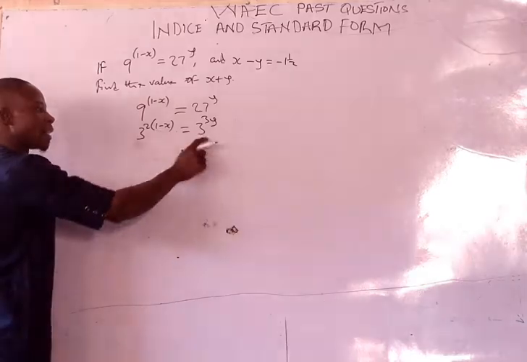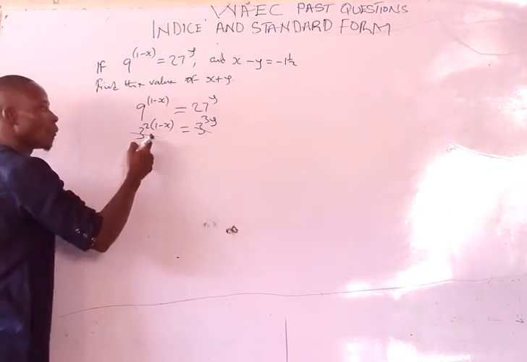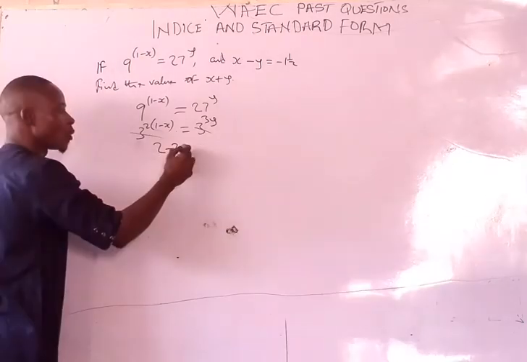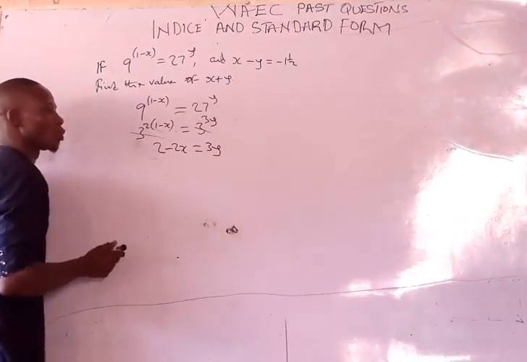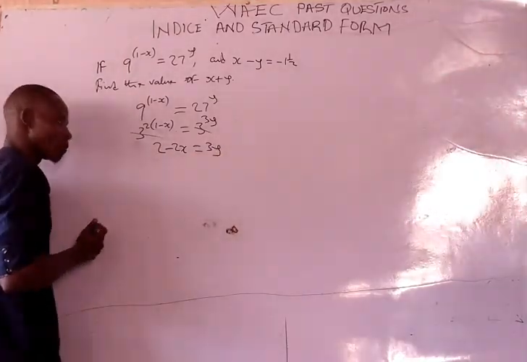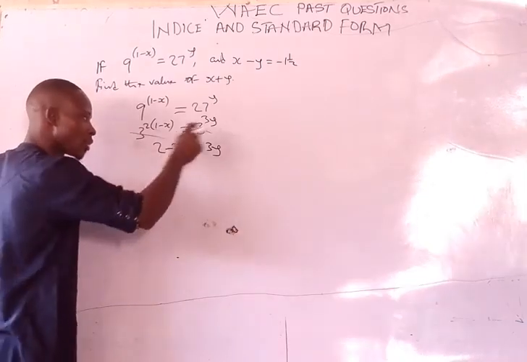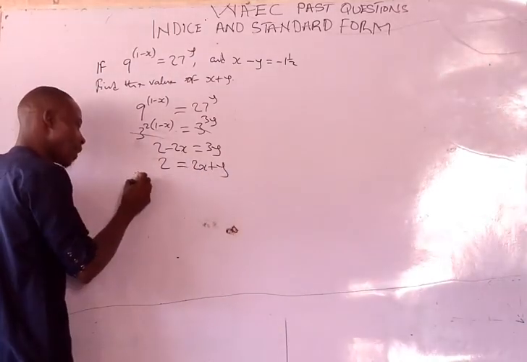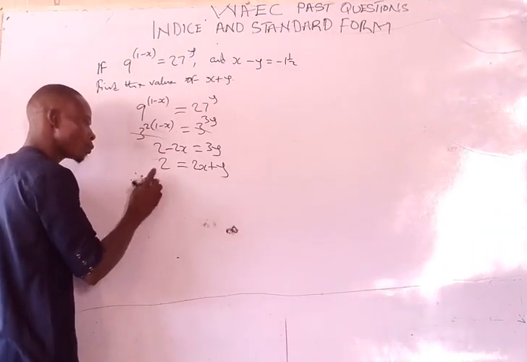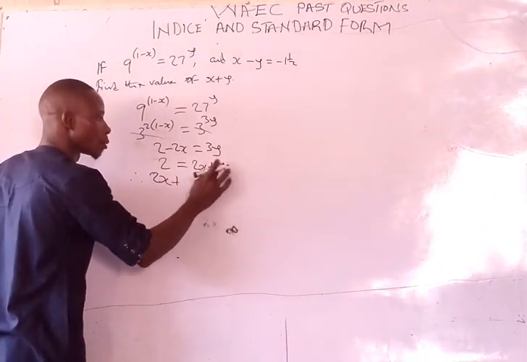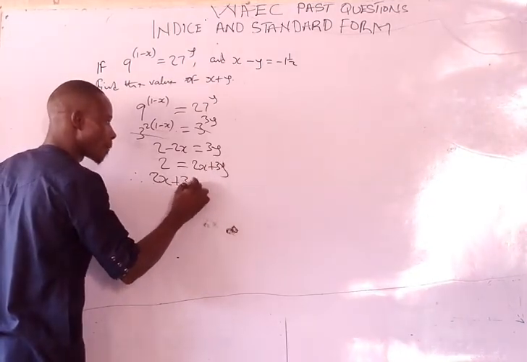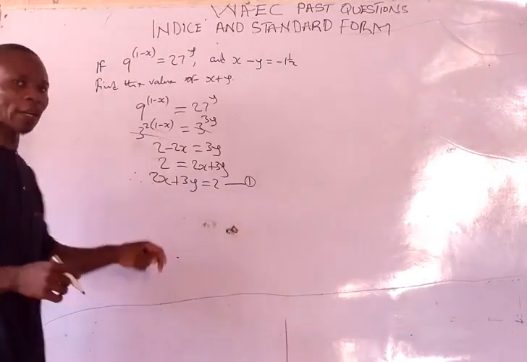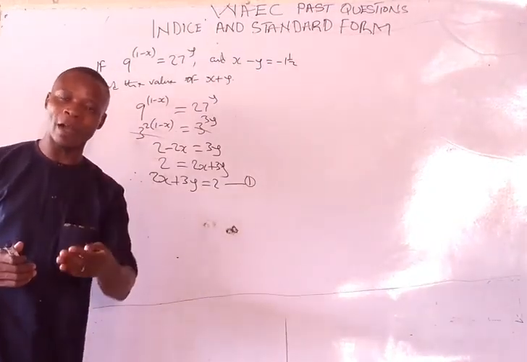Since these bases are the same, the powers equate. You are left with 2 times 1, which is 2, minus 2 times x, which is 2x, equals 3y. We can rearrange this before tagging it as equation 1. Take this to the other side: 2x plus 3y all equals 2. We have derived our equation 1.